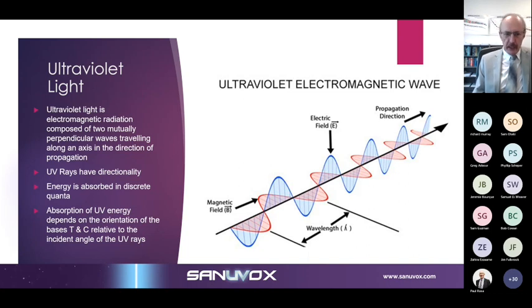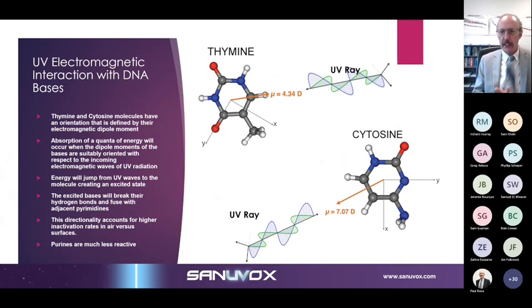Energy is absorbed in discrete quanta. And we have learned from Dr. Schreier's research that the exact orientation of the bases makes a big difference in whether or not a UV photon is absorbed. That is, the DNA molecule bases themselves are facing a certain direction. And let's address that, as this has not been well addressed in the literature previously.